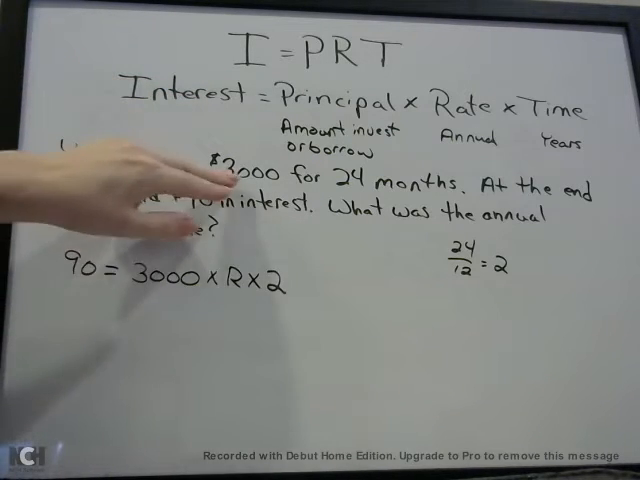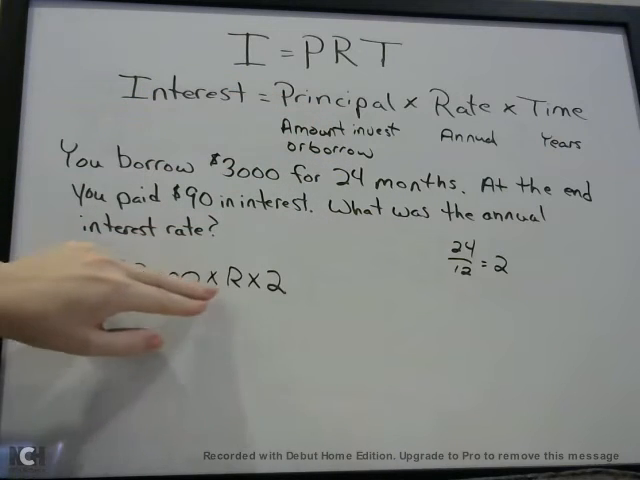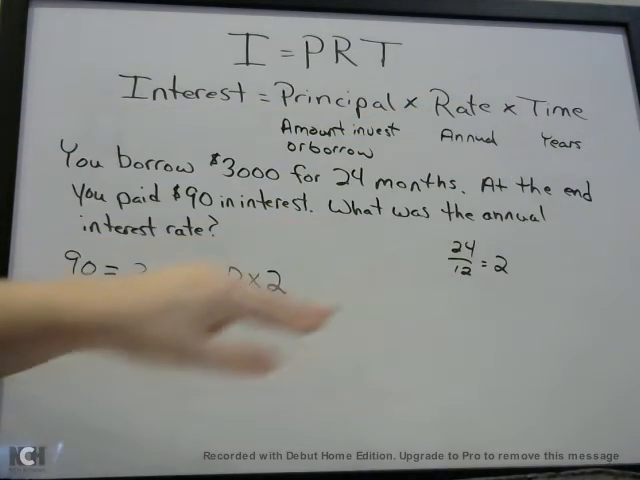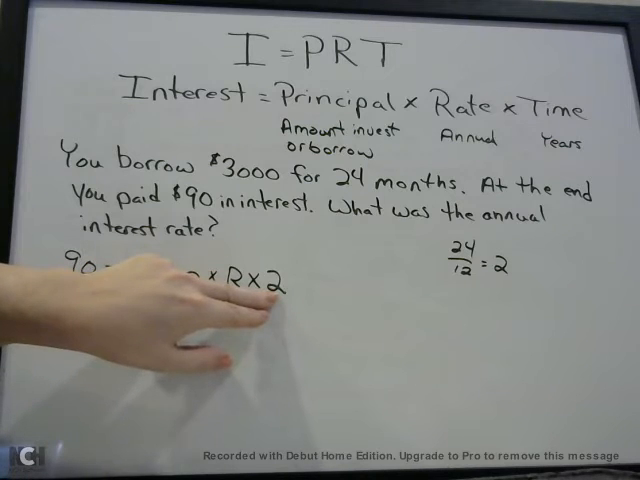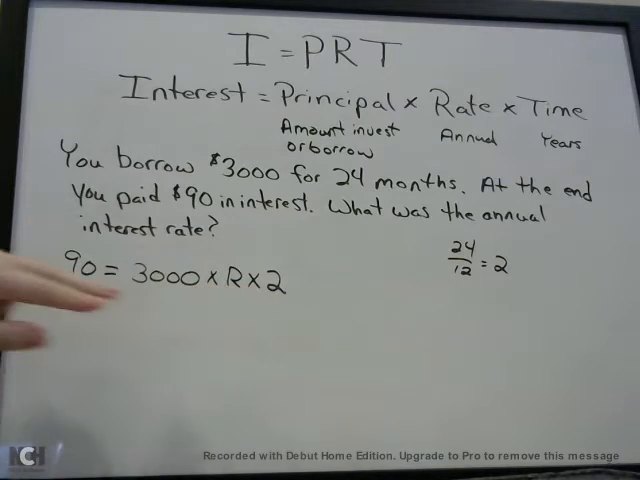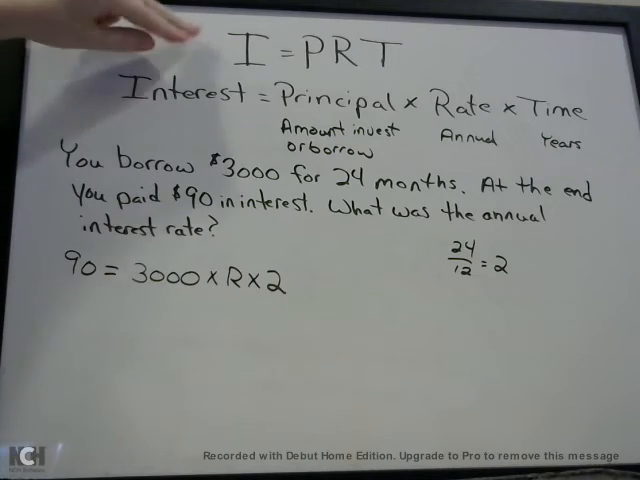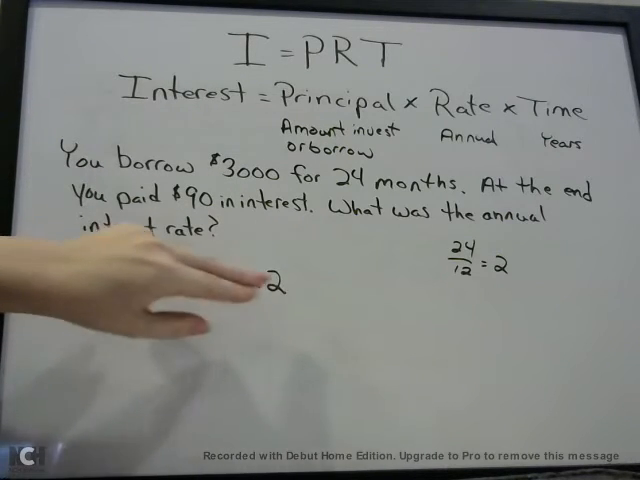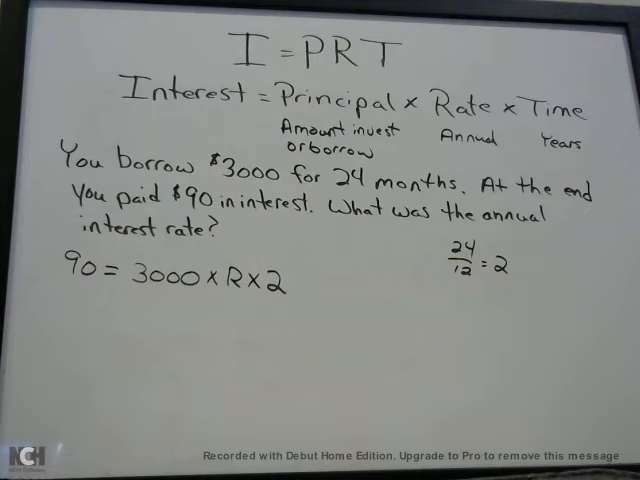equals 3,000, which is your principal, times your rate. They're asking us what the rate is. So we don't know what that is, so we leave that as R. That's our unknown. Times time. Time is 2, because remember it has to be in years. So we've just taken what we know and we've plugged it into this formula. So this is the same formula, we've just plugged in the numbers that we know.